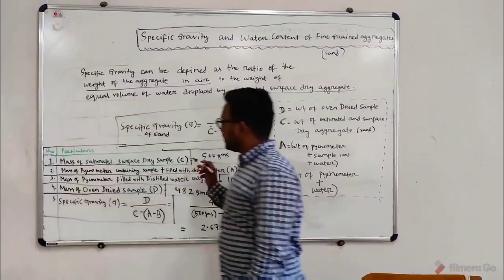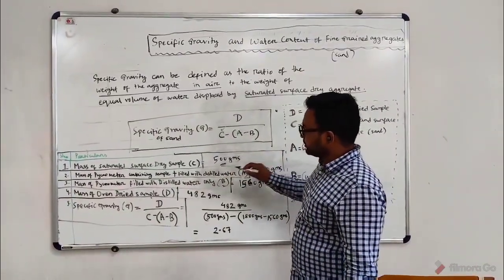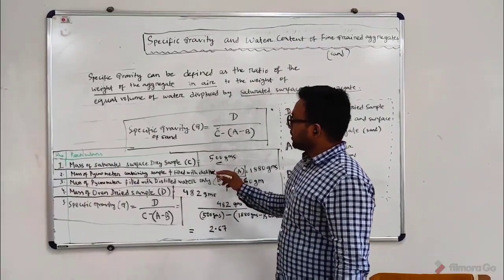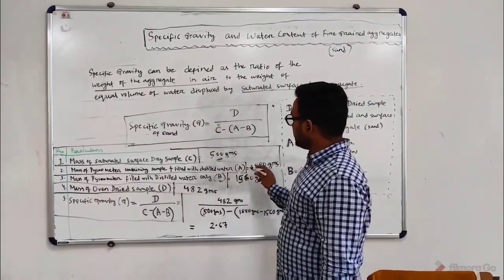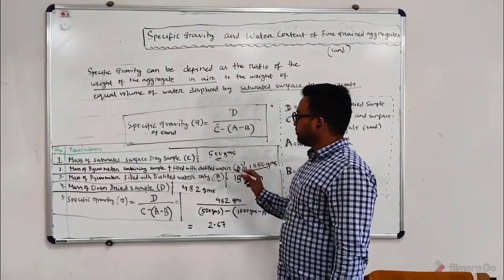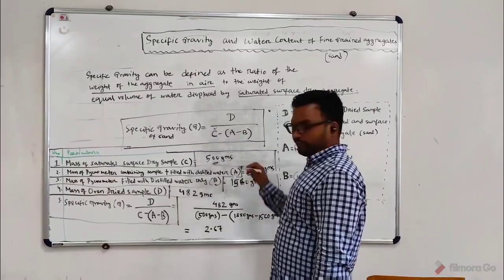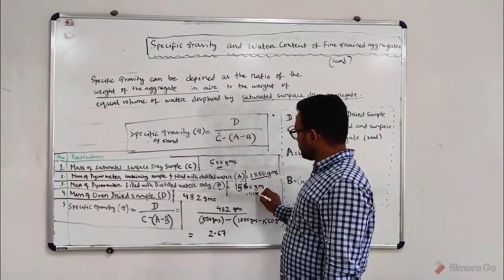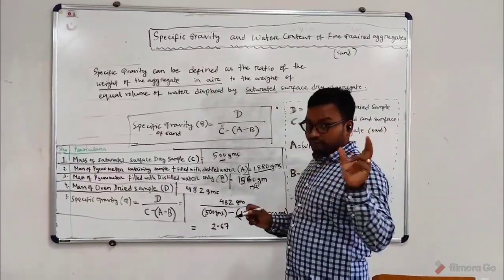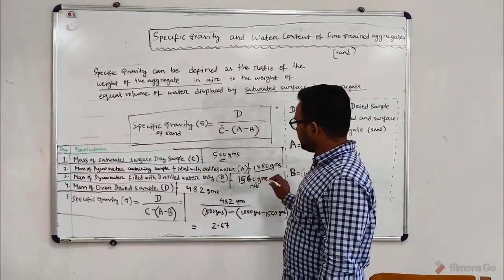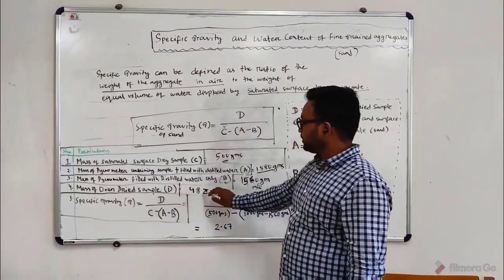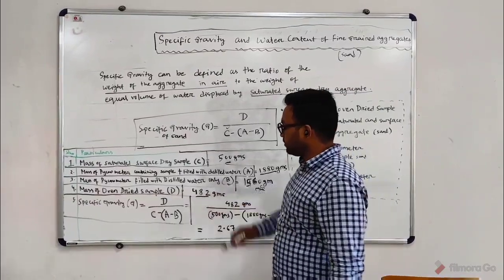See the readings. This is 500 grams, mass of saturated surface dry sample, A. Mass of pycnometer containing sample plus filled with distilled water, C, is 1880 grams. Mass of pycnometer filled with distilled water only, B, is 1560 grams. Previously it was wrongly noted as 1420. It is not wrong, we checked again; the pycnometer was not filled completely in the first test, so it is 1560 grams. Now the mass of oven dried sample, D, after 24 hours came to be 482 grams.